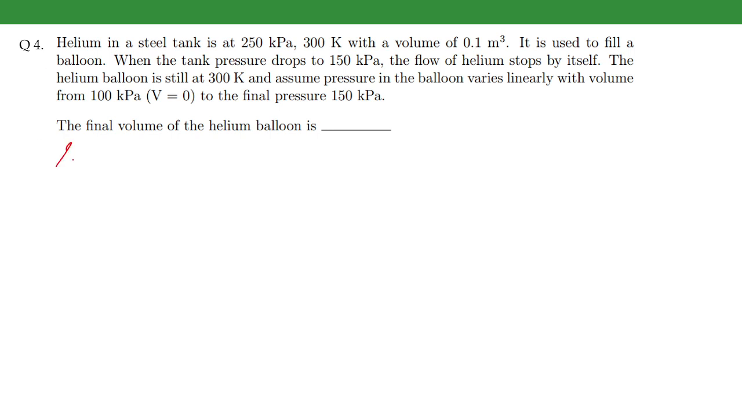Now, here we take the tank and the balloon as a control volume. We take tank plus balloon as a control volume.